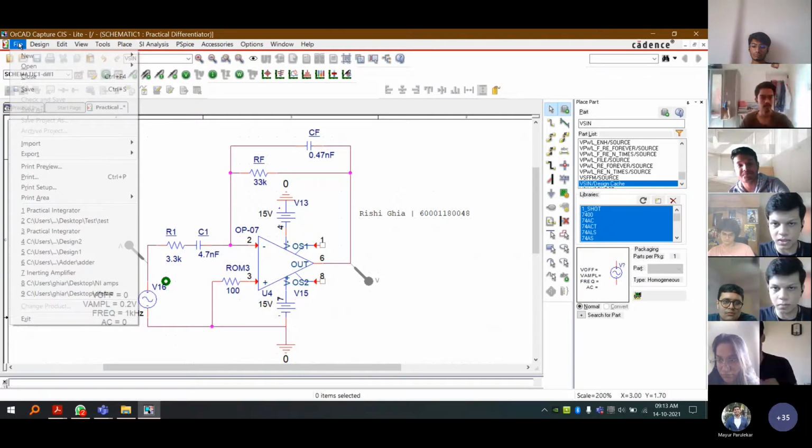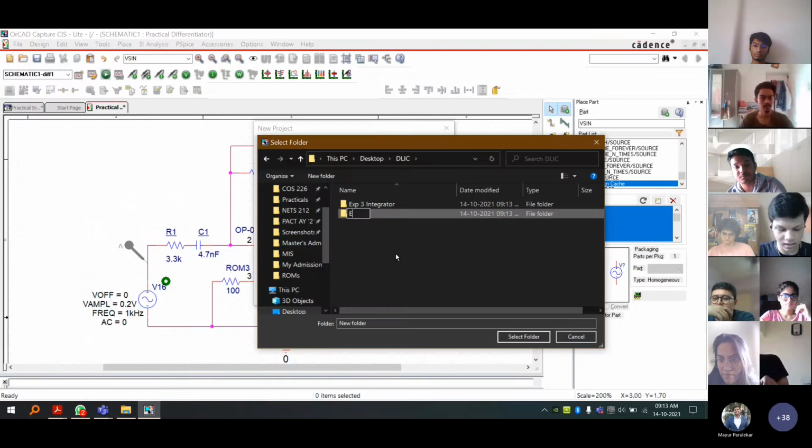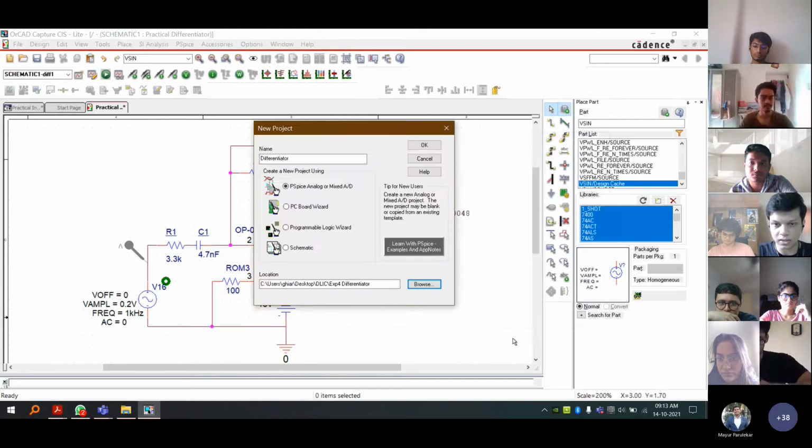So these are just some issues that I have faced with Orcad that I guess you guys are also going to learn about now. The idiosyncrasies of each software are different, and this is one that I have observed with Orcad.